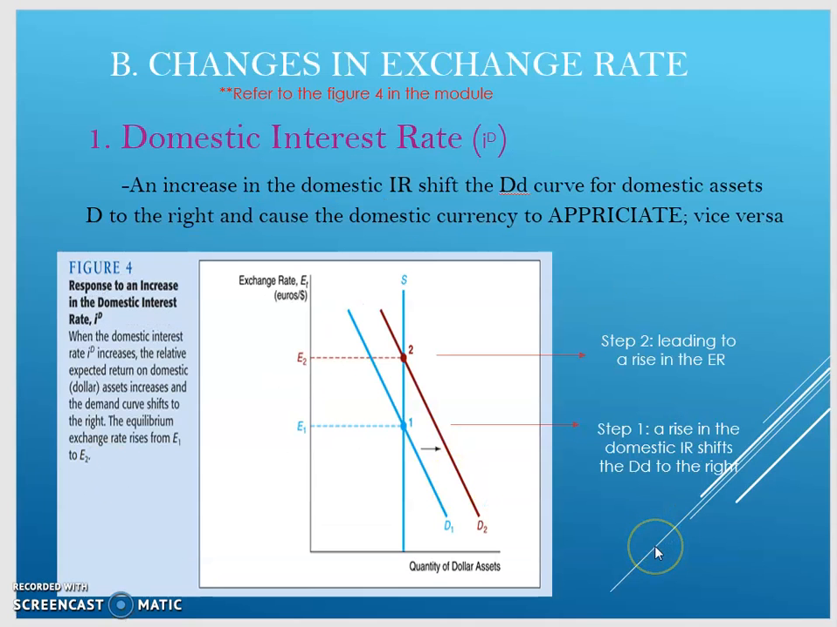Now look at the changes in exchange rates. Refer to figure 4 in the module. The first one is the domestic interest rate. An increase in the domestic interest rate shifts the demand curve for domestic assets to the right and causes the domestic currency to appreciate, and vice versa. The demand curve shifts to the right from D1 to D2, and it creates an appreciation of the currency from E1 to E2.